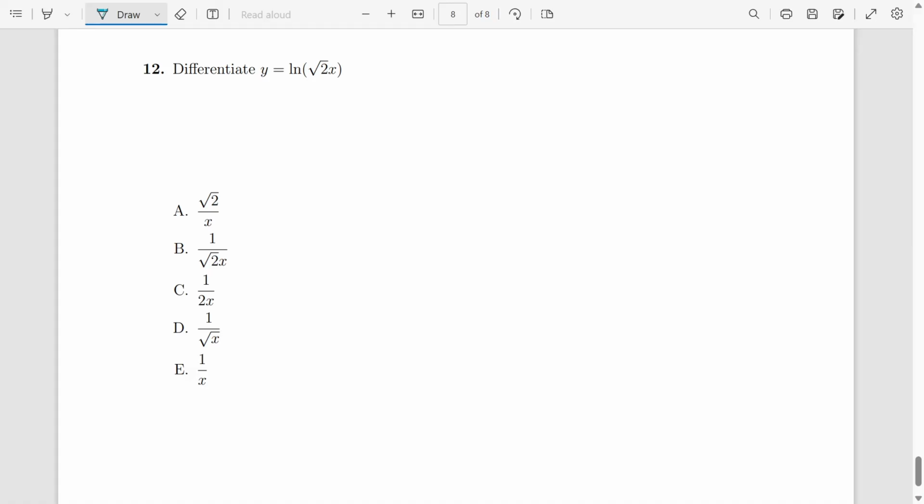All right, question 12, the last one for this exam. It's just a derivative problem. Differentiate this. So, okay, to start, derivative of ln is very easy. It's just 1 over the inside. So 2x, and then we have to do the chain rule here. We have to take the derivative of the inside. Derivative of constant times x is just the constant, and then these square root 2's cancel, and we're left with 1 over x.